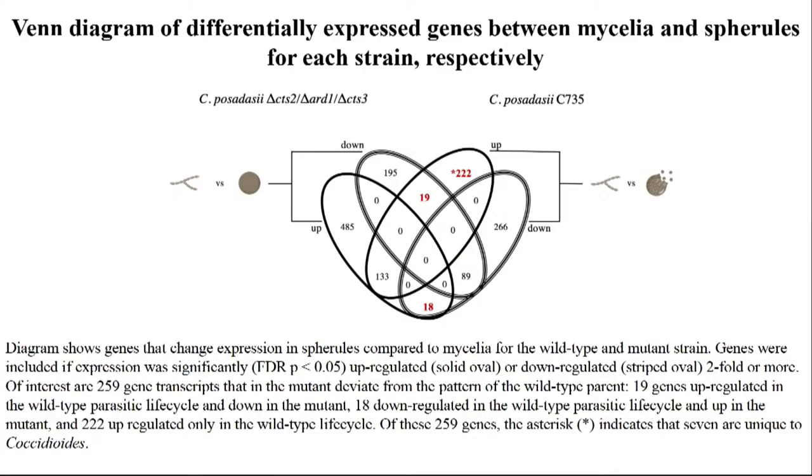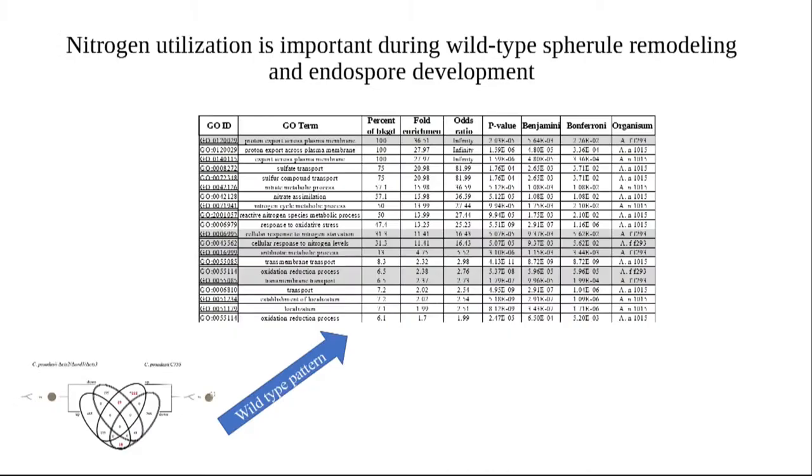Right, so then we can take those highly expressed and significantly different genes and compare them. And commonly we use a Venn diagram to compare these expression profiles to get a set of genes that are differentially expressed between mycelia and spherules for each of the strains, and then compare those. And this resulted in a list of 222 genes that are highly upregulated in wild type spherules, but downregulated in that triple knockout strain. So what are these genes? Next slide, please.